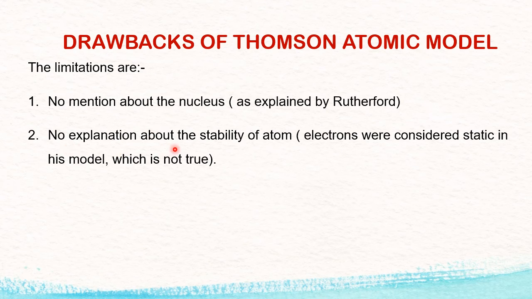That means electrons were considered static in his model, which is not true. If you see the watermelon model, black seeds are electrons, which are static. So if electrons become static, then how to explain the stability? How to explain the property? Today we are living in the era of electronics. Most of the properties are explained on electrons, whether it is a color property, electrical property, magnetic property. All the properties are explained on the basis of how electrons are arranged.